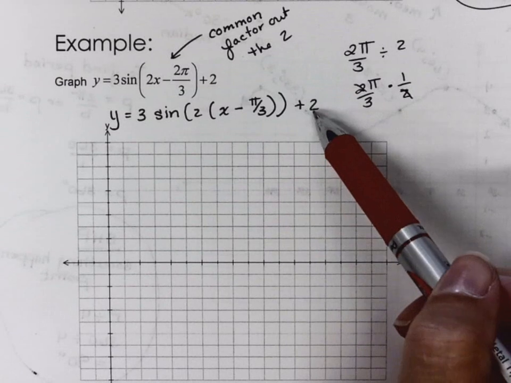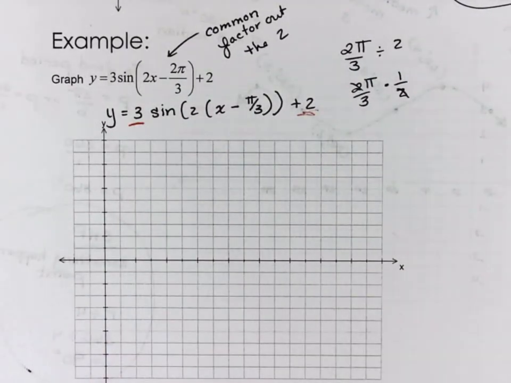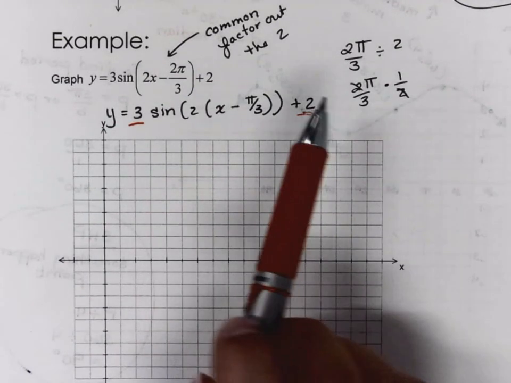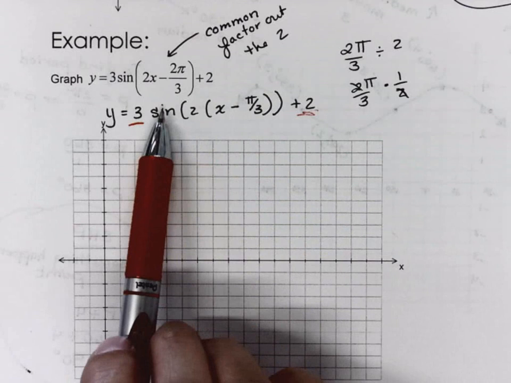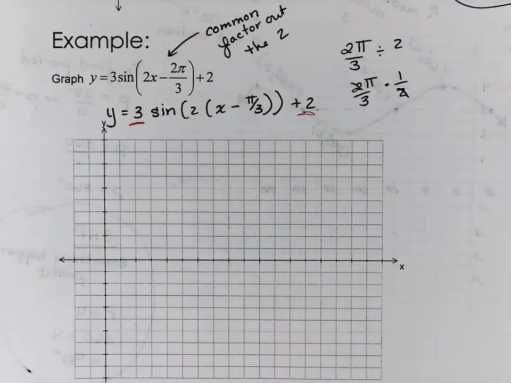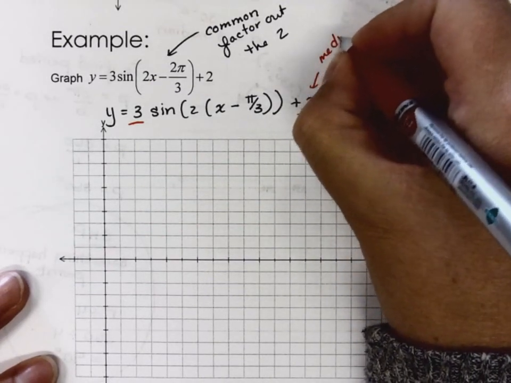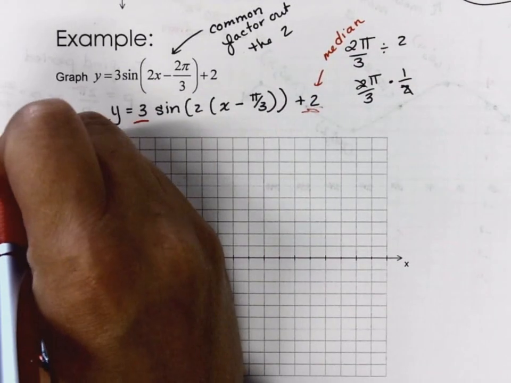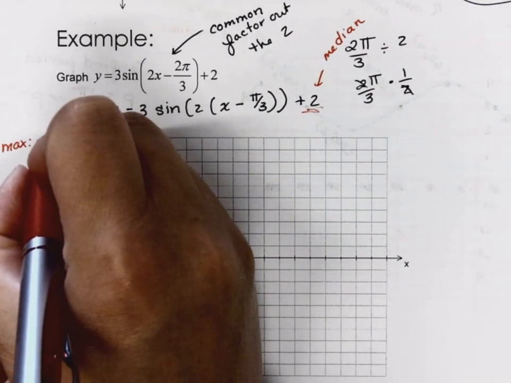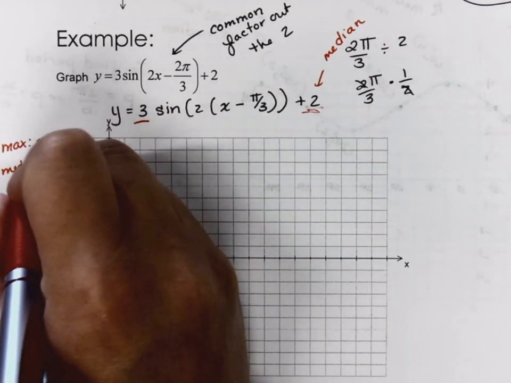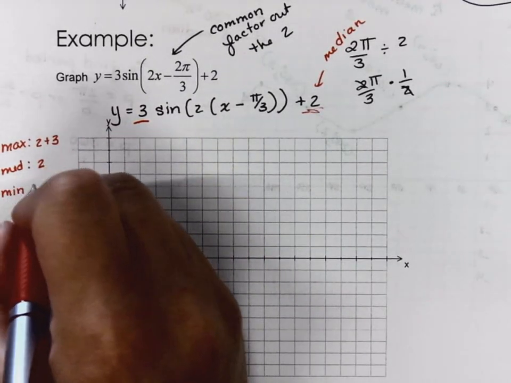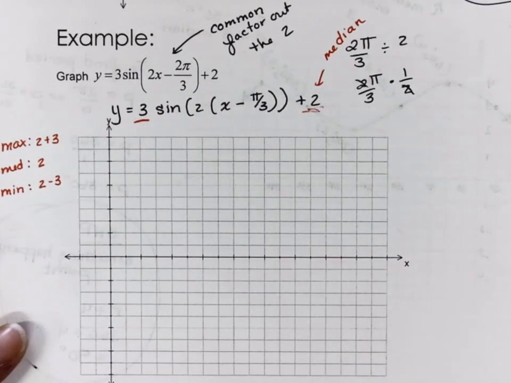Okay, I'm going to look at my y stuff first. Where's my median now? It's not at 0, it's at 2, and my amplitude is 3. So I know I have a maximum of 5 and a minimum of -1. How does that feel for everybody? So this tells you your median. So my max is going to be 2 plus 3, my median is 2, and my minimum is 2 minus 3.